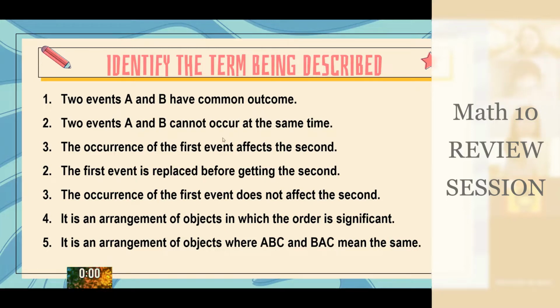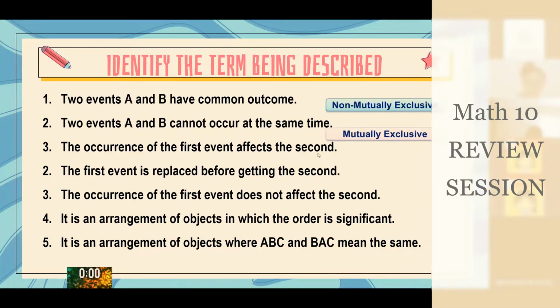Non-mutually exclusive. Okay, so non-mutually exclusive events. Or if you just write NME or ME, or non-mutually exclusive, it's okay. Next, number 2, two events A and B cannot occur at the same time. So what is your answer, Andrea? Mutually exclusive. So it's the opposite of number 1. Check. Thank you.